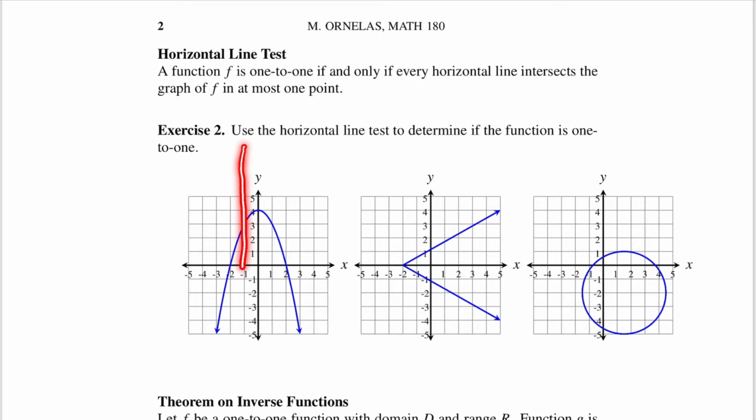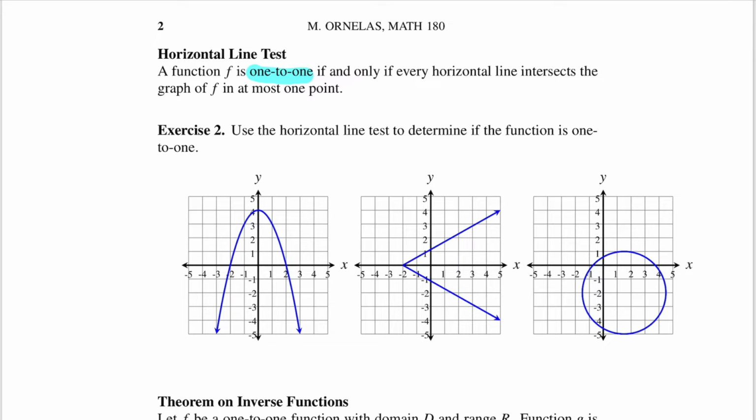You can draw a vertical line. If it only crosses one time, that means it is a function. If it intersects twice, it's not a function. If you have a function, then you can check to see if it's one-to-one by using the horizontal line test. You draw a horizontal line, and the same rule applies. If it intersects more than one time, then it is not one-to-one. So let's find out whether these graphs represent functions or one-to-one functions or not.